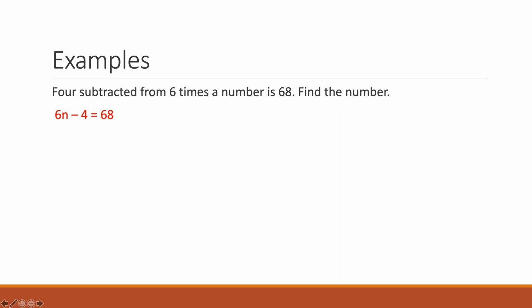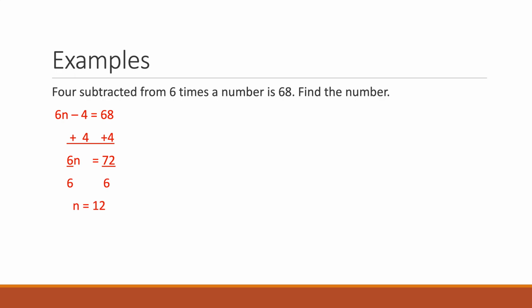From the part that said 4 subtracted from 6 times a number, there it is. 4 subtracted from, remember from goes first, 6 times a number, 6n minus 4. And then the is always equals, and then 68. And then once you write it out, you just go to solving equations the way you know how. Adding 4 to both sides, 6n is 72, divided by 6, n is equal to 12.